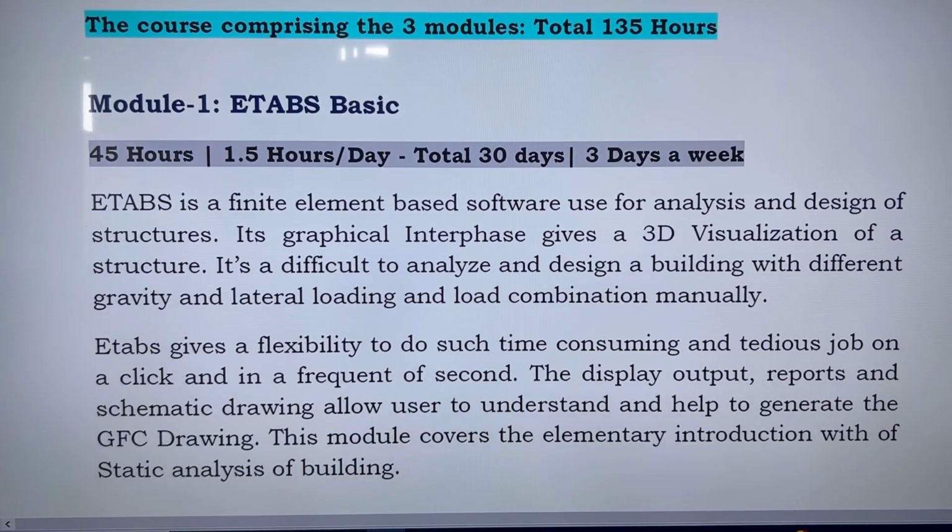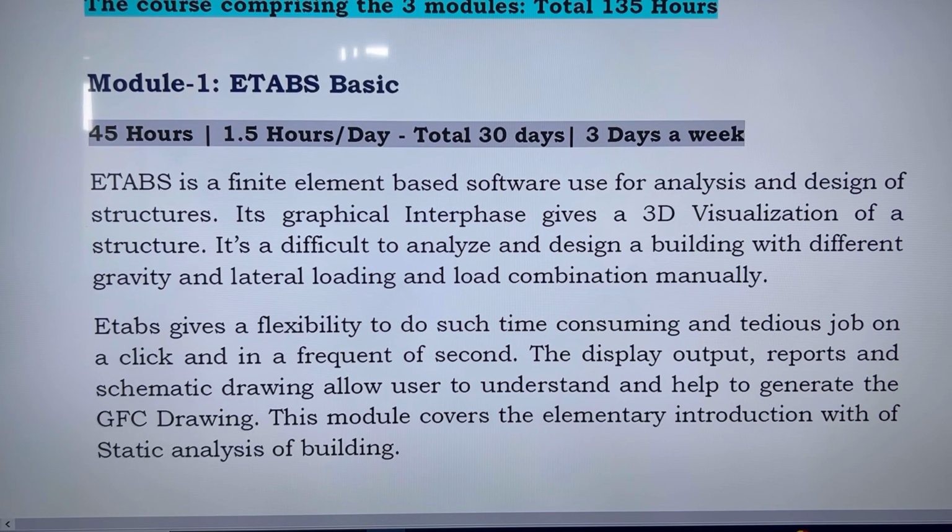Module 1, which is ETABS Basic. ETABS is a finite element based software used for analysis and design of structures. Its graphical interface gives a 3D visualization of a structure.